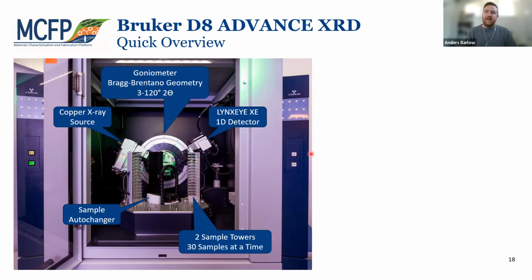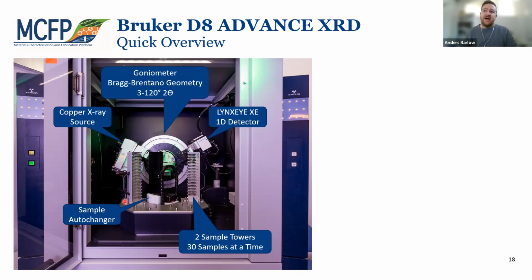The instrument that we have is a Bruker D8 Advanced XRD. This is a powder X-ray diffractometer. We operate with a copper X-ray source. We have a one-dimensional Lynx-Eye XE detector. And as I said, we are operating in a Bragg-Brentano geometry, or a theta to theta geometry here. We can go from about 3 to 120 degrees 2 theta on this goniometer. Again, this instrument, much like the XRF, is really for high throughput. It is an efficient and lean instrument.